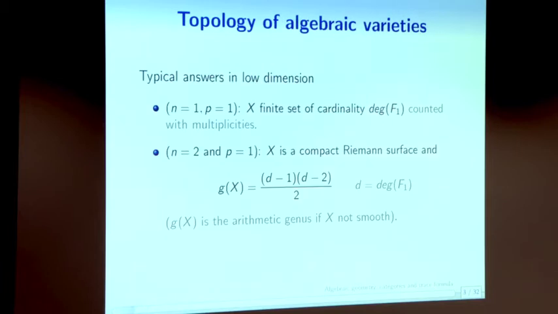If I go back here, you see that what we compute, the Euler characteristic of a compact Riemann surface, is completely determined by its genus, and the Euler characteristic of a finite set of points is just the number of points. So this is actually what we are computing here.